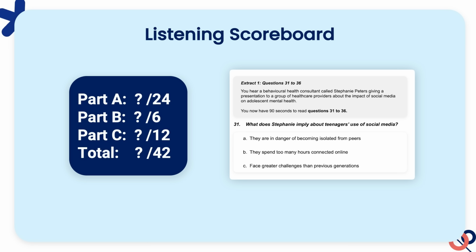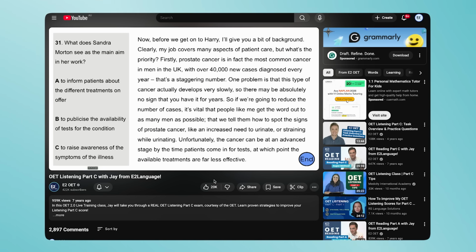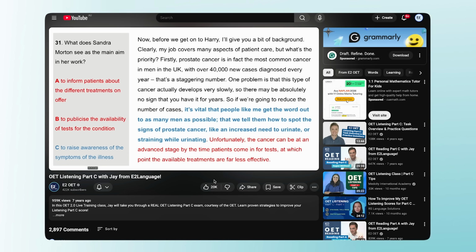Let's take a look at the scoreboard. Count up your score. Remember, for a grade B, you're aiming for around 30 out of 42. If you found Part C draining, that's normal. It requires stamina. One way to improve is to listen to podcasts and TED Talks on healthcare topics outside of your specialty. For more detailed instructions and guidance with this section, watch OET Listening Part C, which is linked in the notes below.